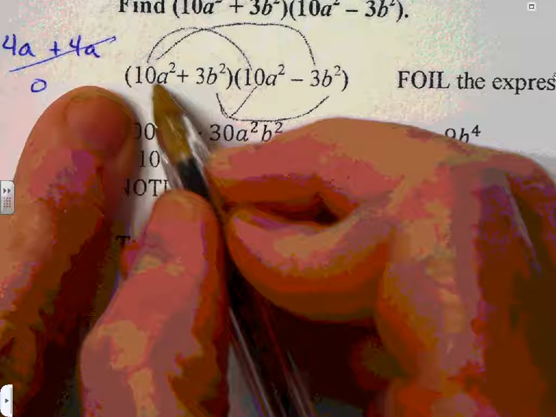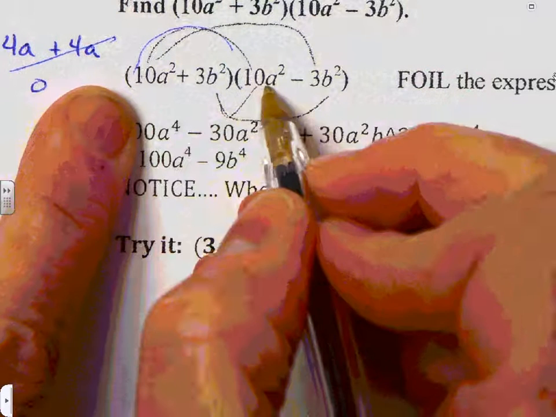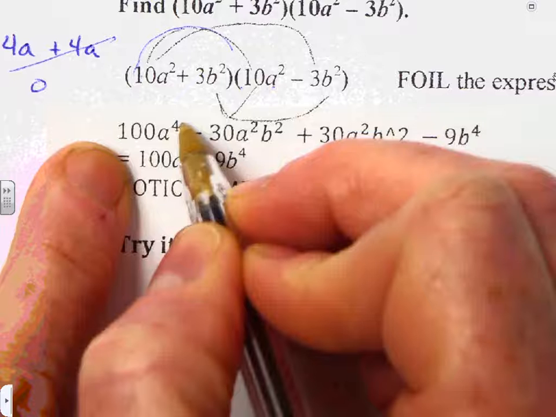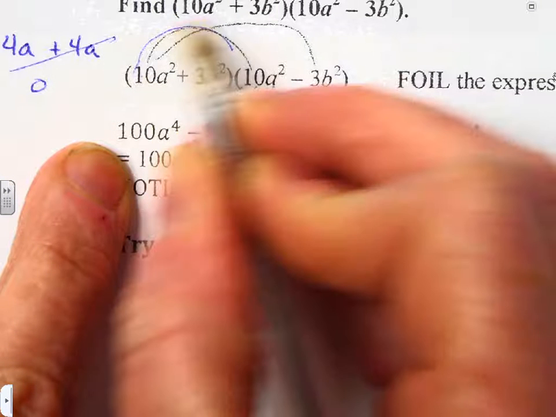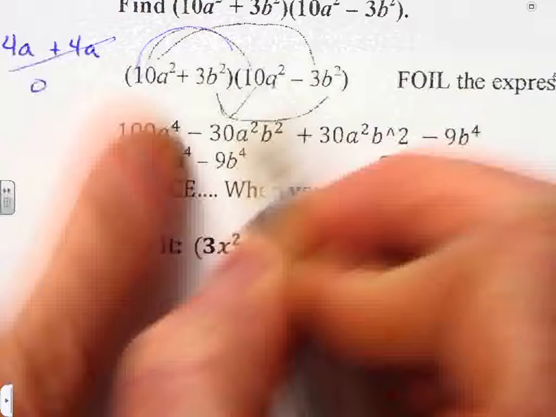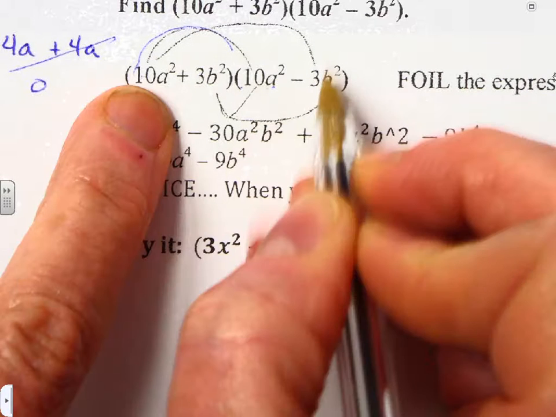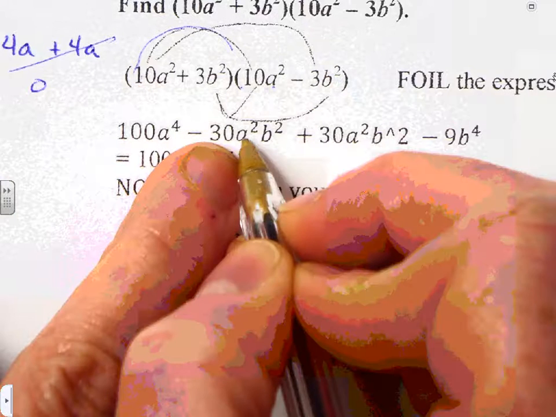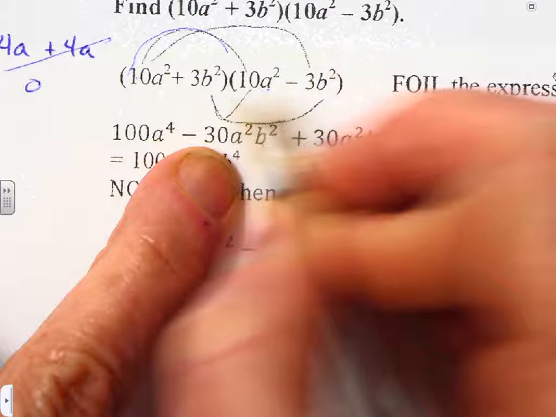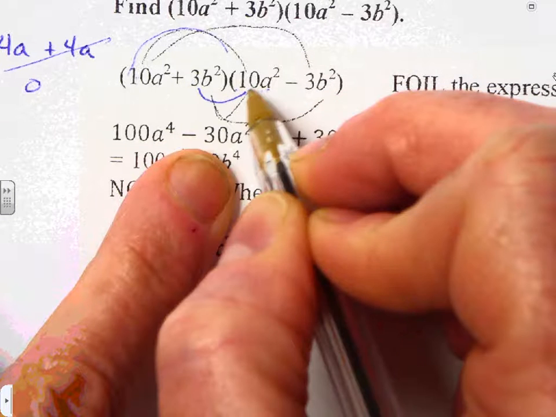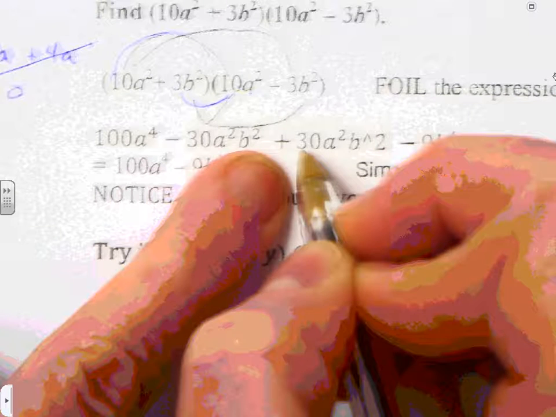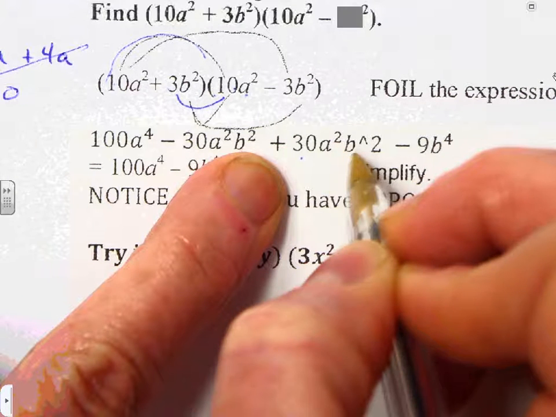So 10a squared times 10a squared makes a 100a to the 4th. 10a squared times a negative 3. So 10 times a negative 3 makes a negative 30. A squared times b squared is a squared b squared. Right? Now we're looking at the middle terms here. 3b squared times 10a squared. 3 times 10 is now a positive 30. And it's still an a squared b squared.